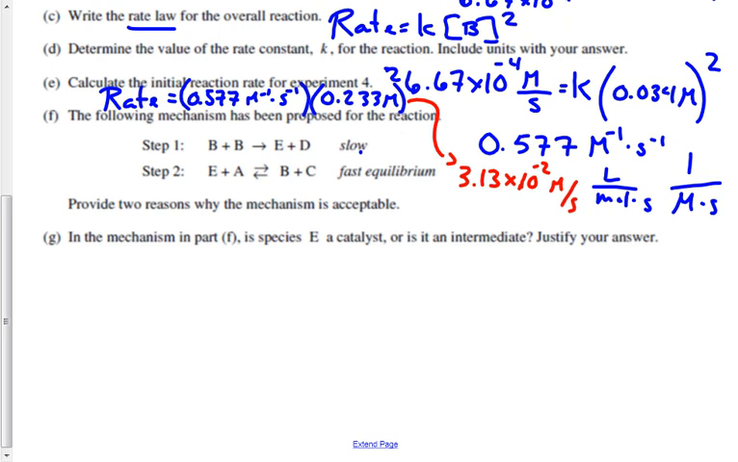Okay, so let's see how this all applies, and we had this question on one of the multiple choice a little bit. Following mechanism has been proposed. Okay, they have to be proposed. You're not going to come up with it from scratch. Provide 2 reasons why the mechanism is acceptable.